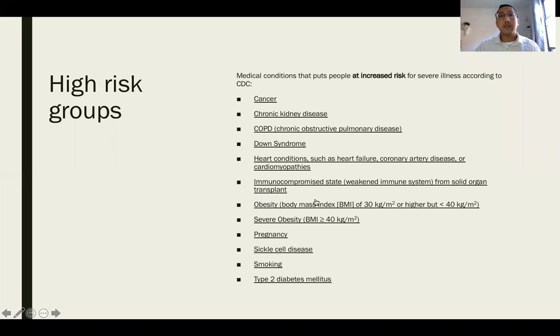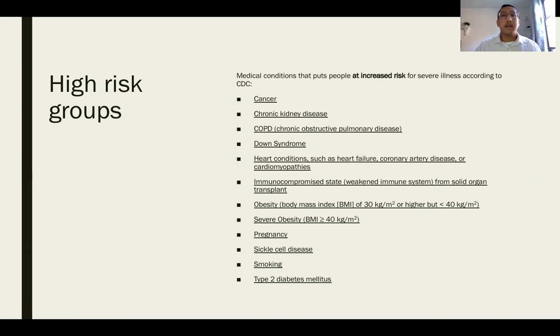Other high-risk groups: certain medical conditions can put people at increased risk for the severe form of the illness. This is a short list that the CDC provided. It's not a complete list, but these are what they refer to as conditions that put people at increased risk.